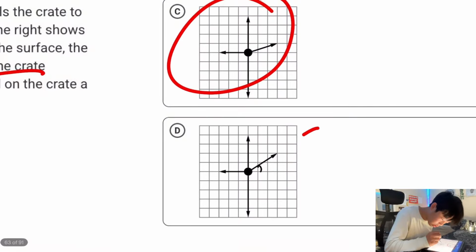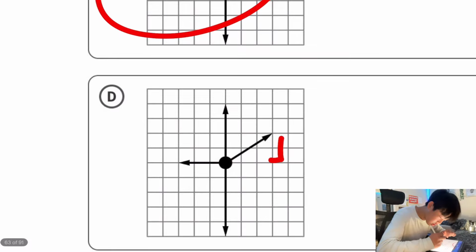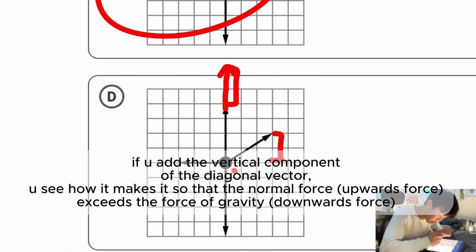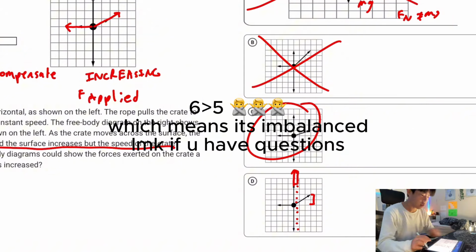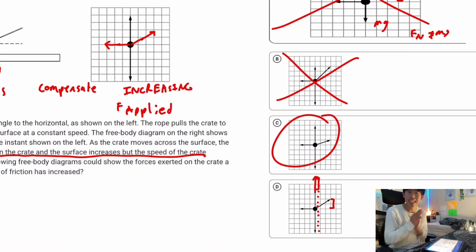It can't be this one either because they would not be balanced. 1, 2. See how it's greater? 1, 2, 3, 4, 5. 1, 2, 3, 4, 5, 6. Yeah, that's not right. But this one, it is indeed balanced.